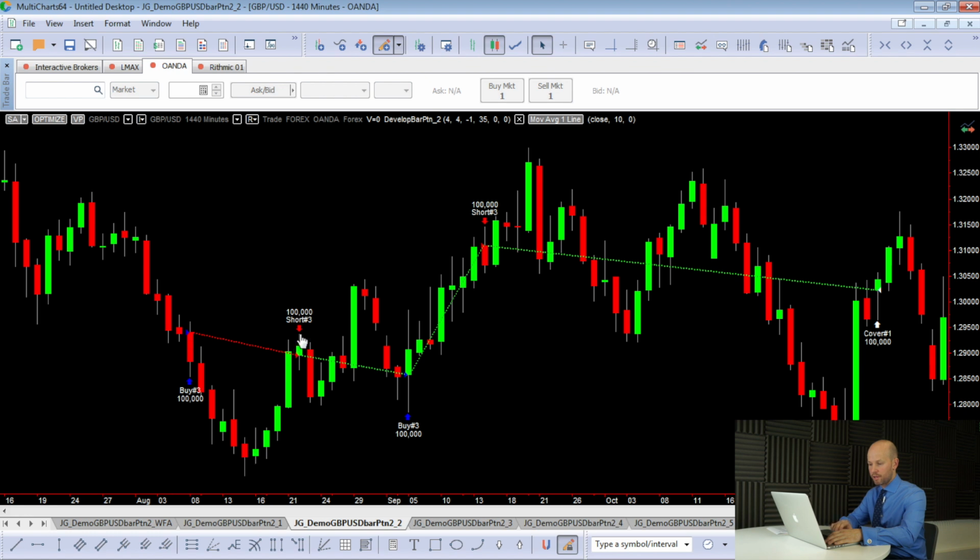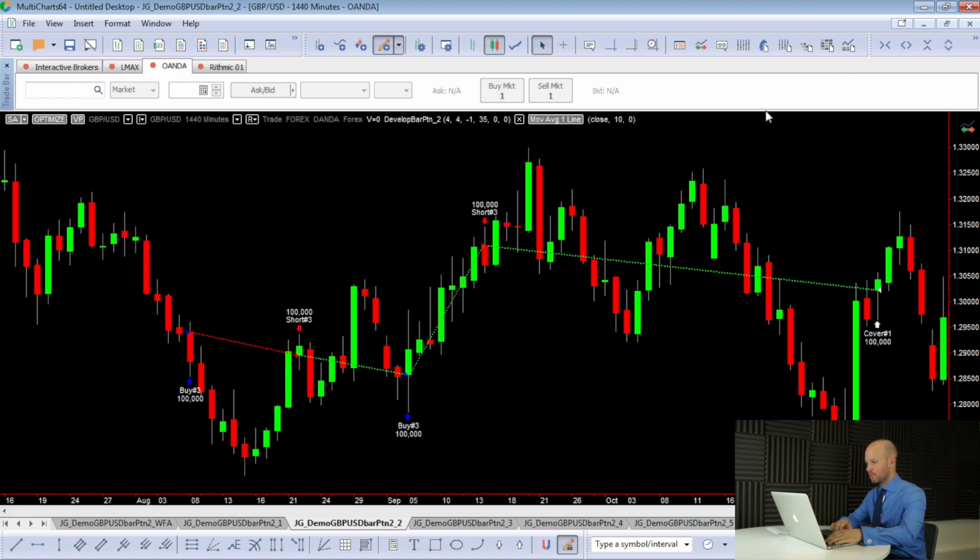The next trade is a short trade here after we've had 4 consecutive green bars. Then the next trade is here after 4 consecutive red bars. Next one here after 4 consecutive green bars. I think you've got the picture. I think you can see how simple this strategy does work.